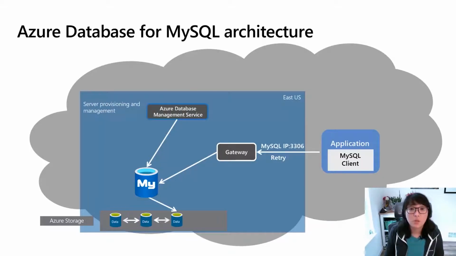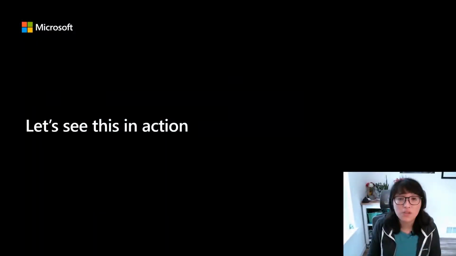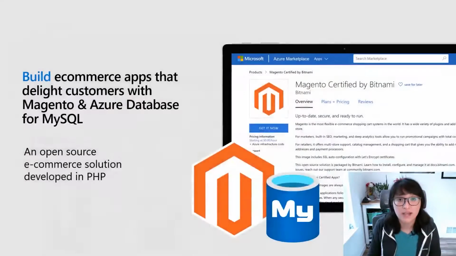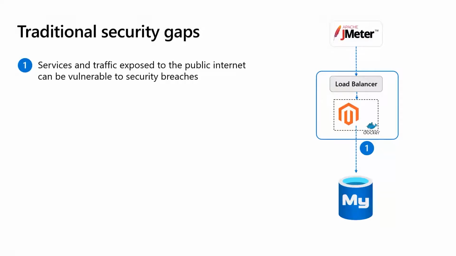So now that you've learned more about microservices and Azure Database for MySQL, I wanted to show you how all that comes together. And to do that, I wanted to use Magento as an example. Magento is an open source e-commerce solution developed in PHP, and it actually uses MySQL to store its application data. I'm going to use Magento to highlight some of the traditional security gaps that might come with hosting your application and database in the cloud.